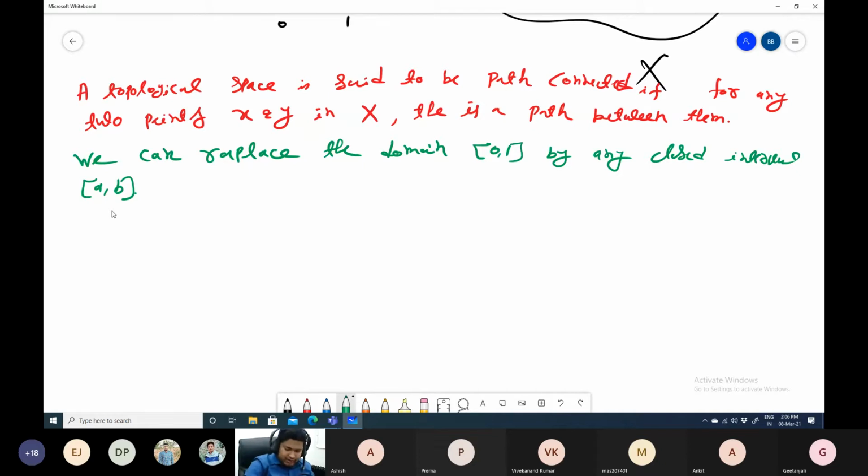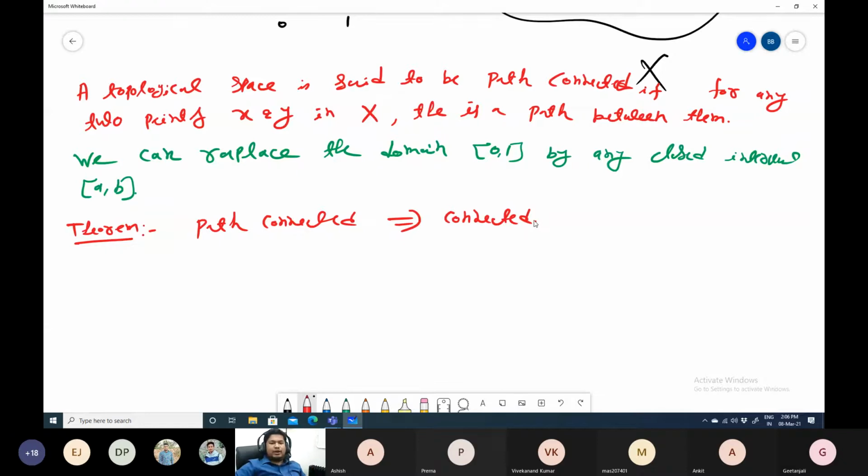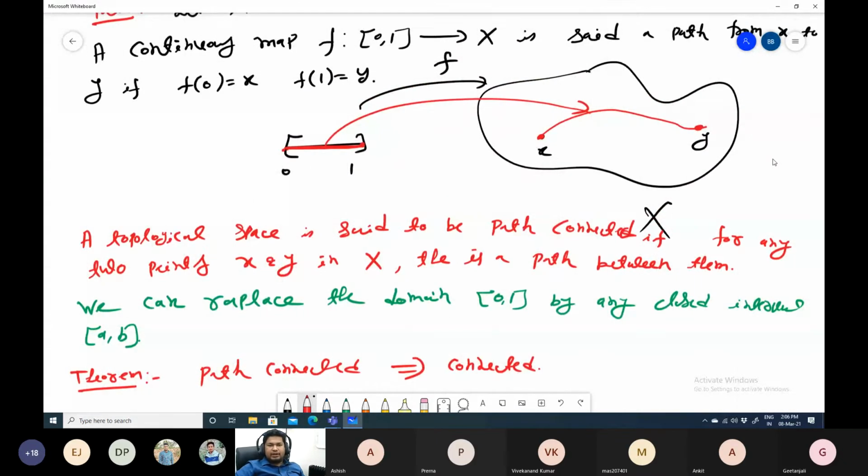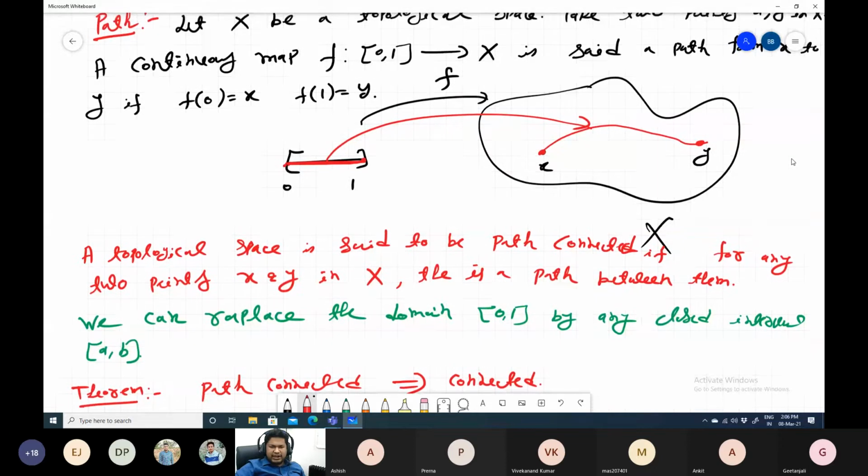Now there is a result. We will prove now that path connected implies connected. Okay, so now we prove that path connected will imply connected. Now this proof is also simple. Can you just guess it? Path connected, why should it imply connected? Can you guess it?